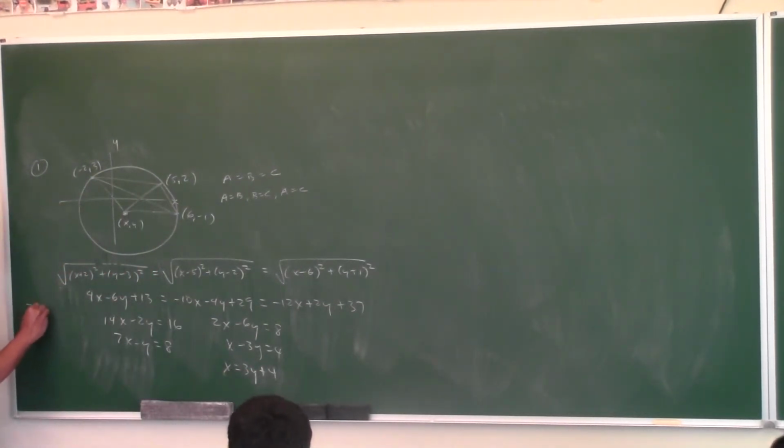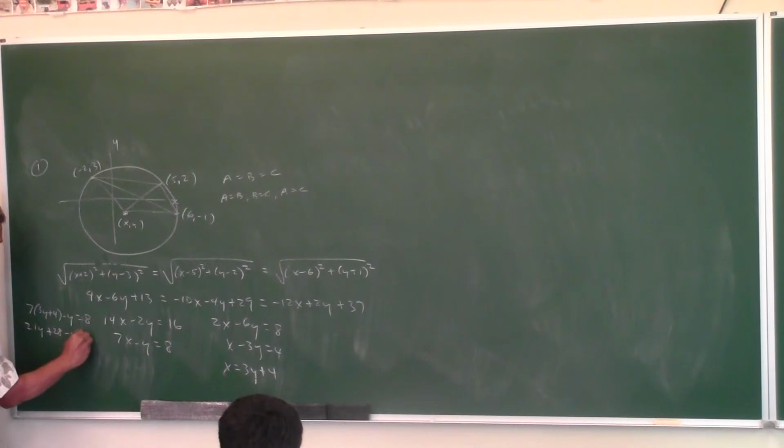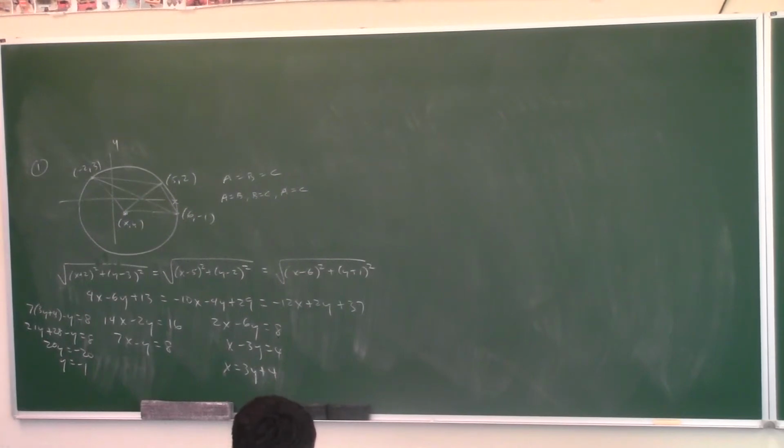So 7 times 3y plus 4 minus y equals 8. 21y plus 28 minus y equals 8. 20y equals negative 20. y equals negative 1. Pretty nice. Now, those of you coming up with ghastly answers like y is negative 67 over 5,286, that's probably not the correct answer. I like to make my answers come out to integers. And once you get y, how do you figure out x?